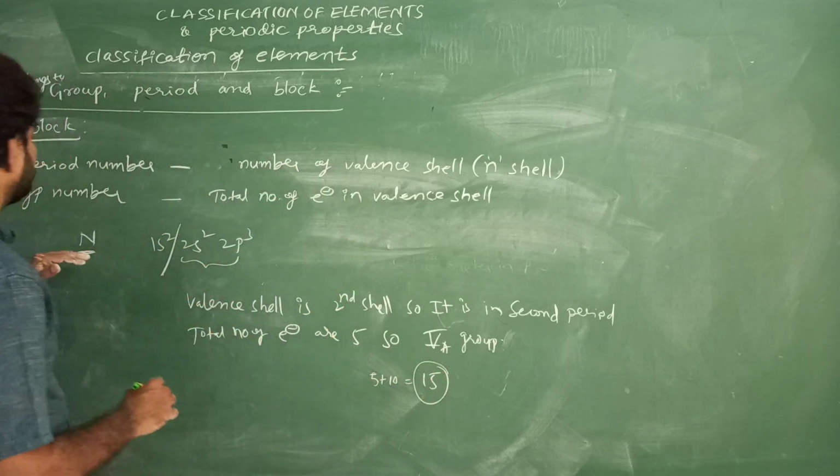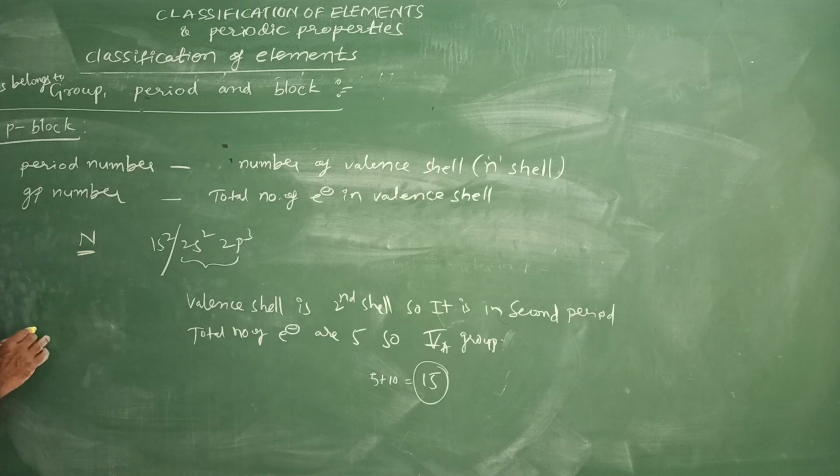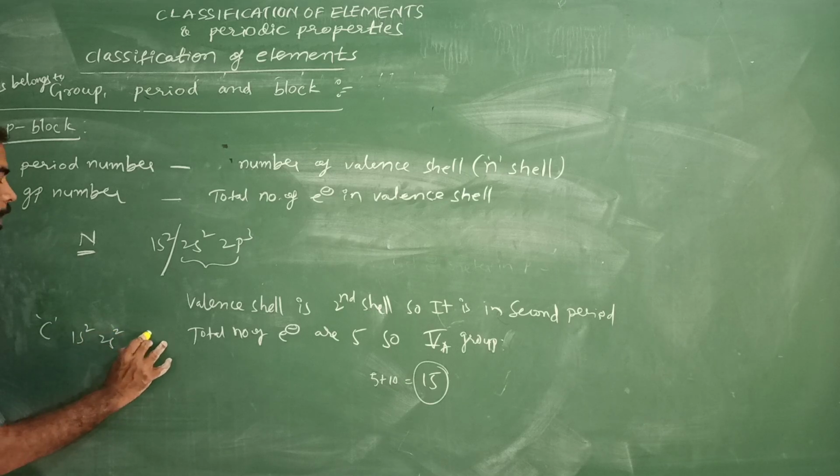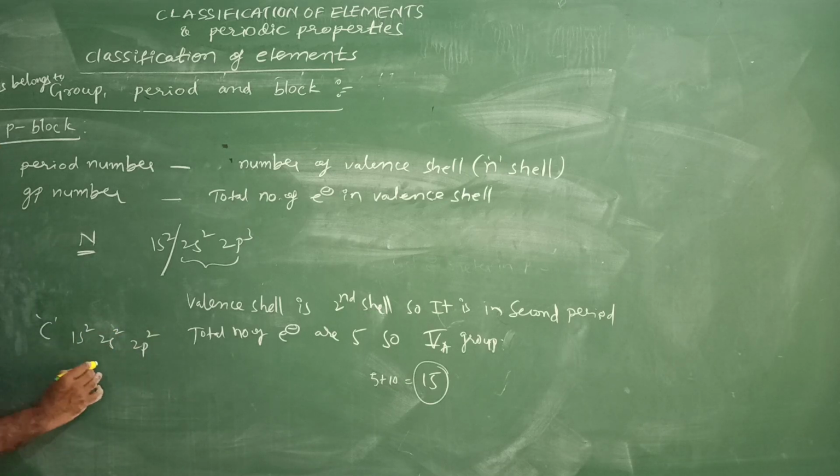For example, carbon belongs to which group? Simply write the configuration: 1s2, 2s2, 2p2.